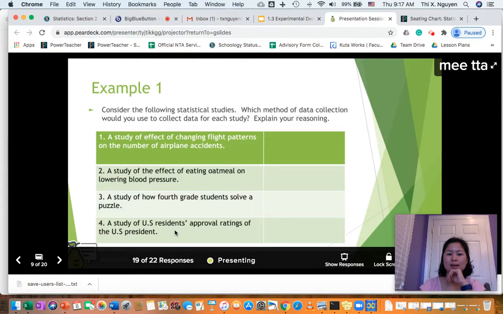Right? This is a study of U.S. press approval of rating the U.S. president, which is happening right now. I hope that you watched the debate last night. I did. There's many things that are interesting.